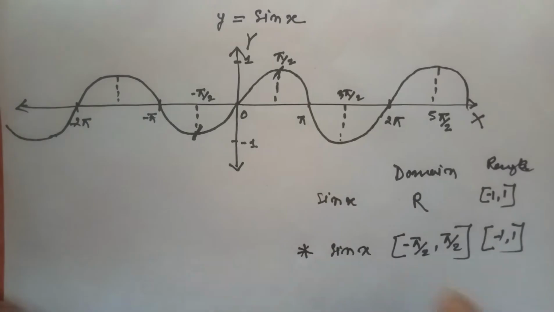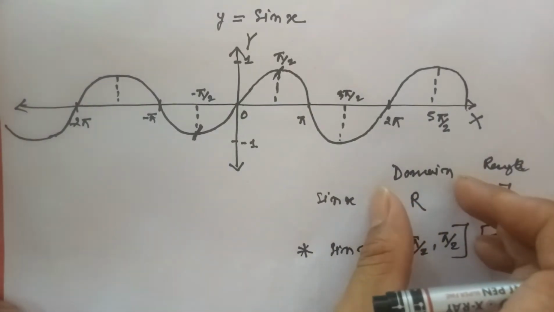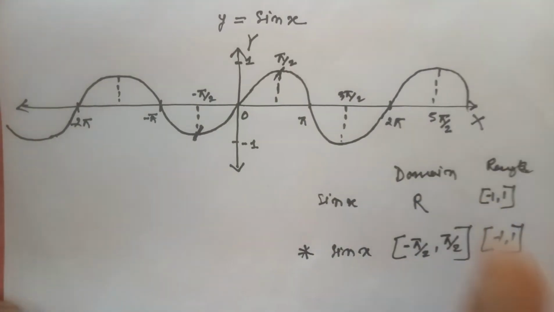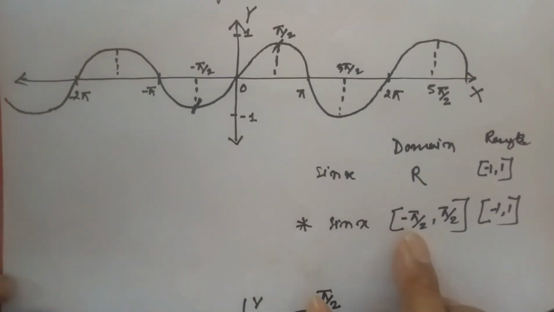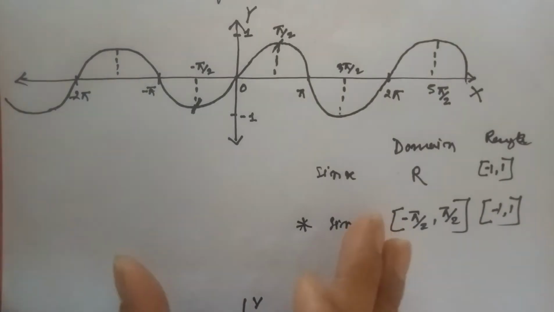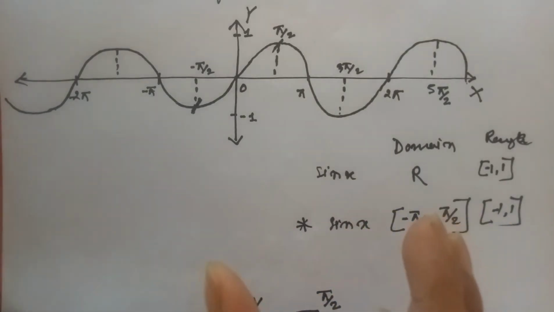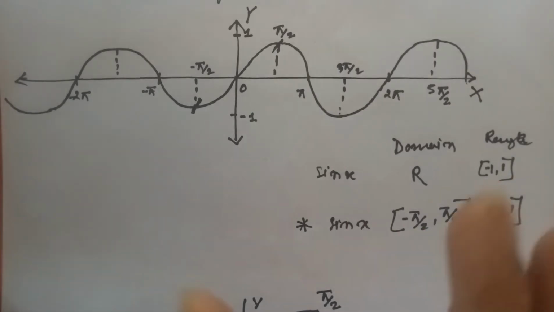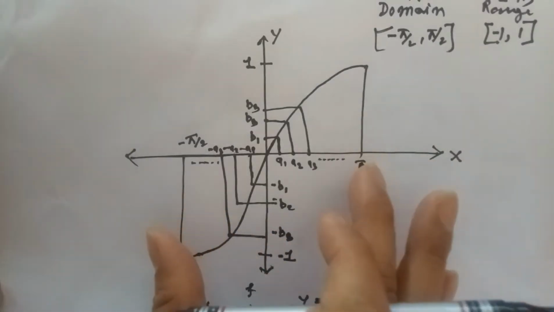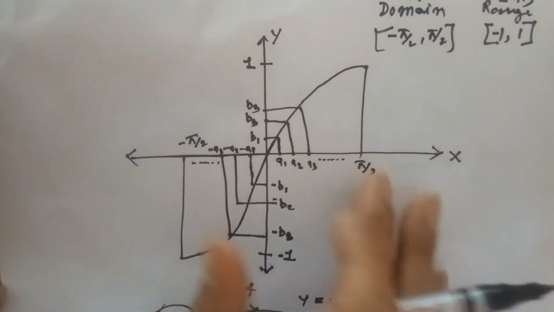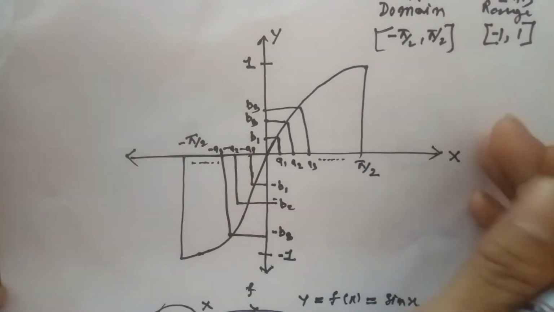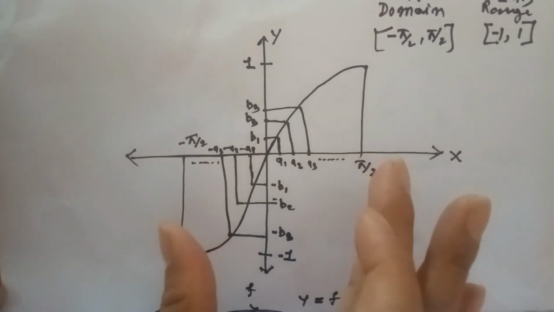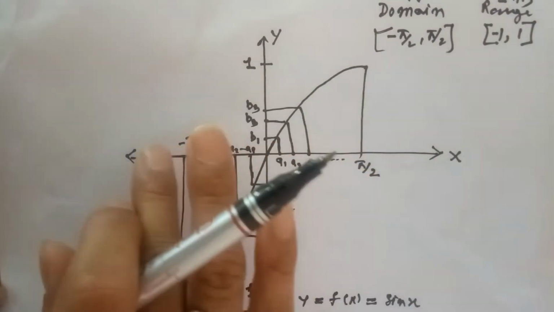Now we already know that the domain of sin x is R, and the range in general. But we restricted the domain to minus pi by 2 to pi by 2, and the range is the same. When we restricted the domain, then it's possible to be one-one. This is the graph after restriction. The domain is minus pi by 2 to pi by 2, and the range is this.